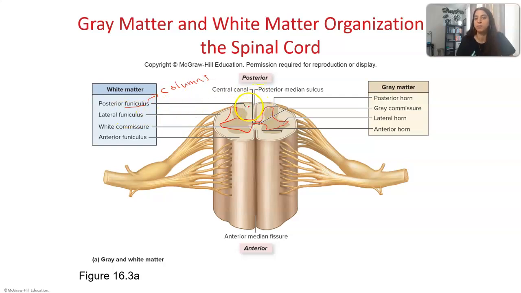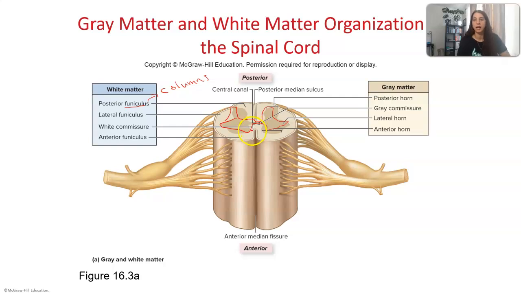This posterior region, you have both a left and a right side. On either side of the posterior median sulcus, or dorsal median sulcus, you have a right and a left posterior funiculus. You have a lateral funiculus, or it could be called a lateral column. You have an anterior funiculus or an anterior column. And then in the middle, crossing over from right to left or left to right, is this white commissure.